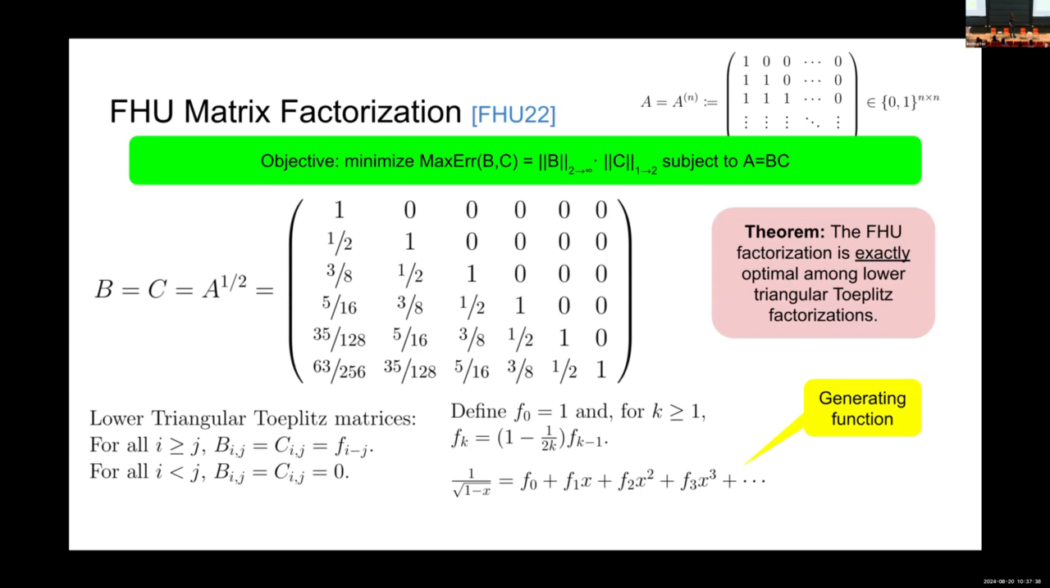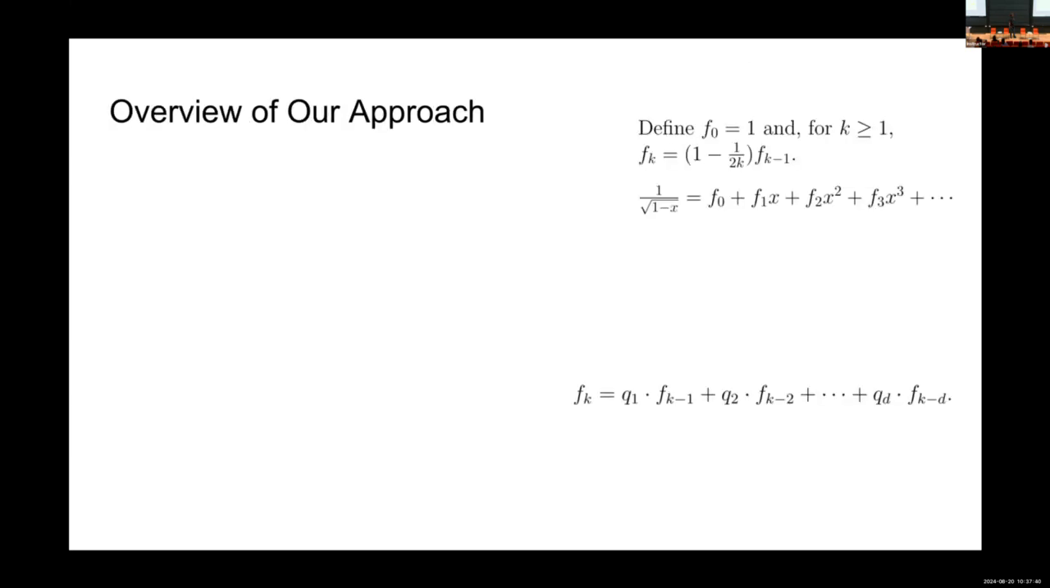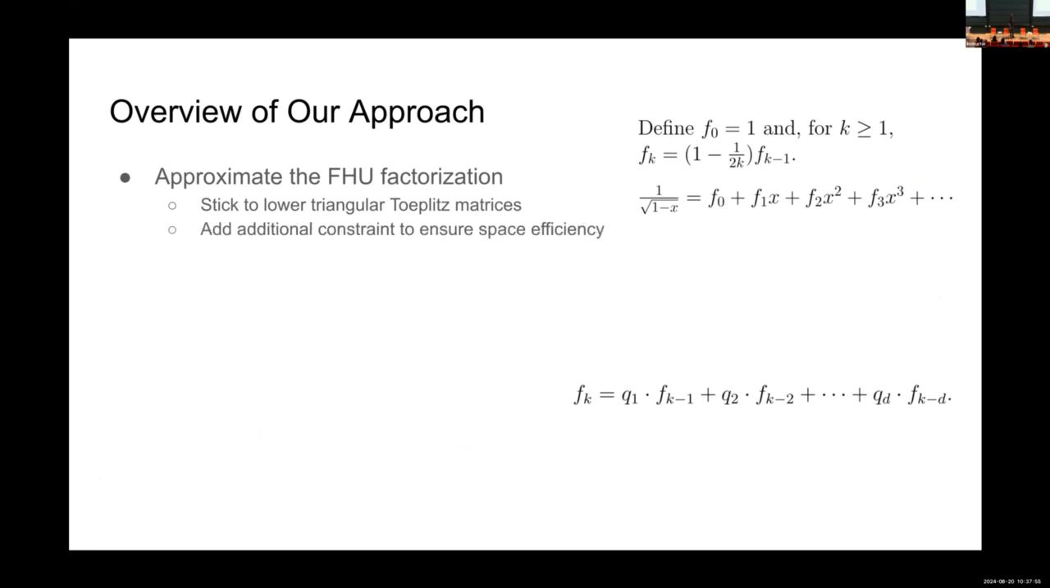Okay, so that's the starting point for our work. The overview, basically the way we're going to address this, is to come up with an approximation of the FHU factorization, which is still Toeplitz, still lower triangular Toeplitz. And we're going to add some additional constraint to make sure that we can do efficient computation.